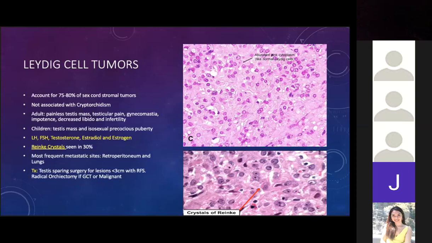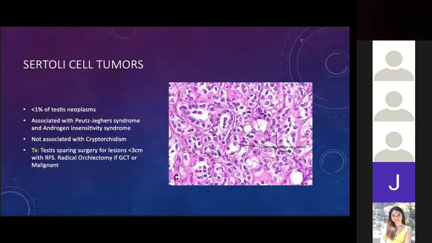And for treatment, it includes testis sparing surgery for lesions of less than 3 cm with rush frozen section, and radical orchiectomy if GCT or malignant. For your Sertoli cell tumors, it's less than 1% of your testis neoplasms, and it's associated with Peutz-Jeghers syndrome and androgen insensitivity syndrome. It is not associated also with cryptorchidism, and treatment includes testis sparing surgery for lesions of less than 3 cm and radical orchiectomy if GCT or malignant.